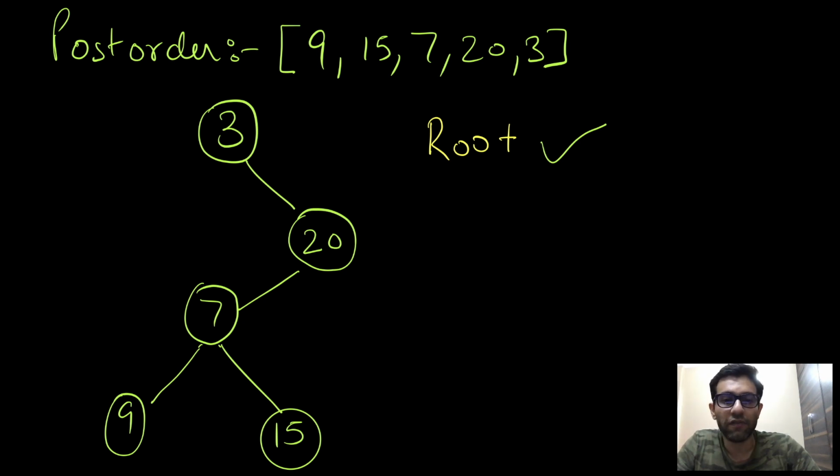One thing is for sure, that we found a root, because PostOrder is left, right, and then root. So the root lies in the last part of the array in PostOrder. So 3 is for sure a root. We can start building our solution around that.